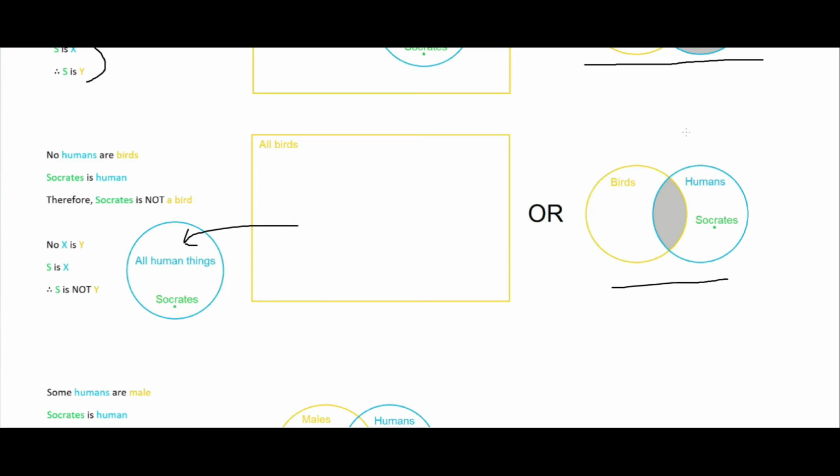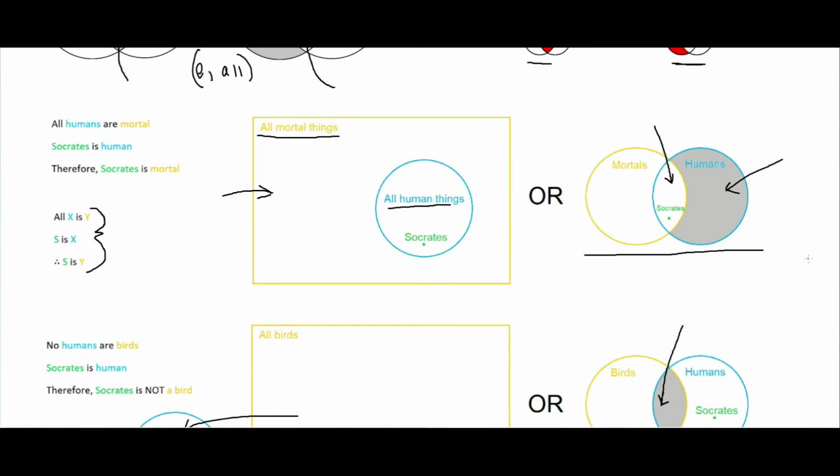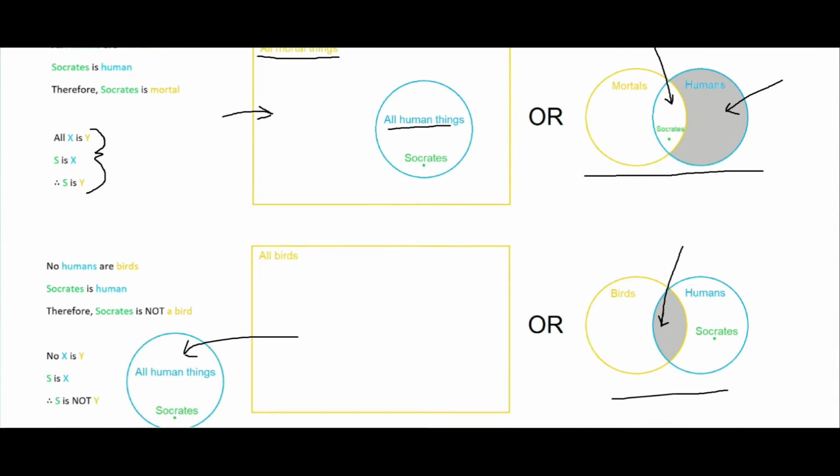I grayed out where they overlap because there are no humans that are also birds, so those things do not overlap, which is similar to what we had over here. Those are fairly straightforward.